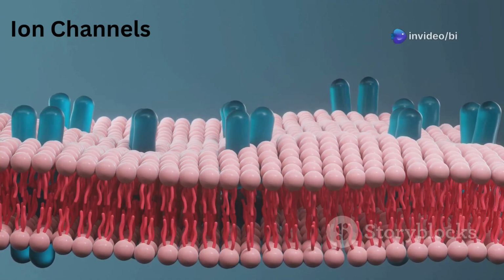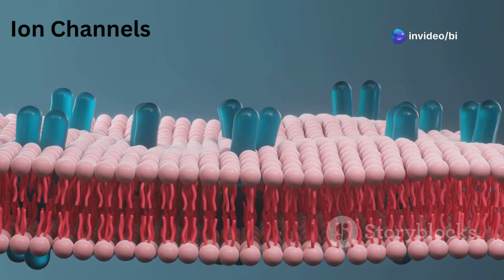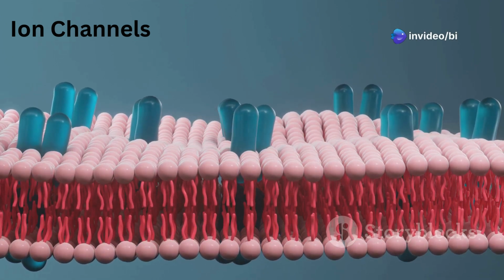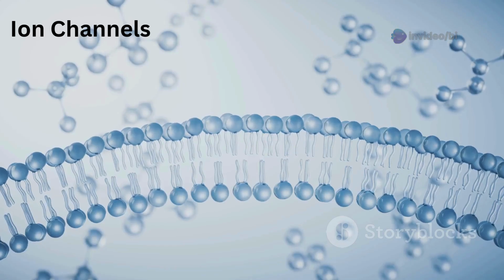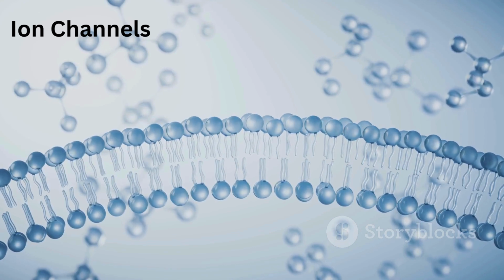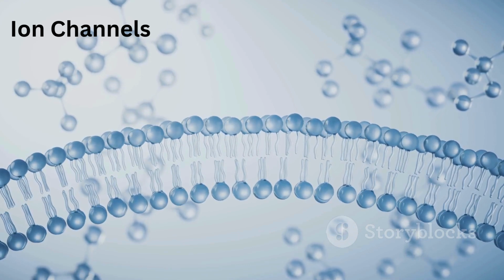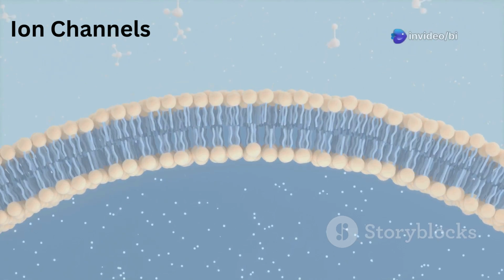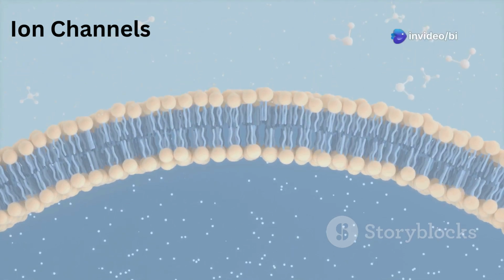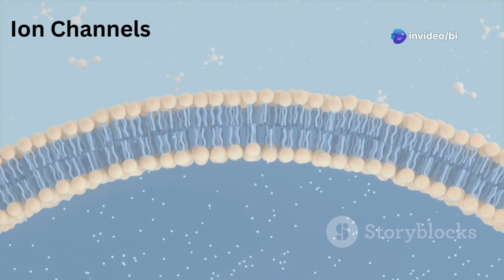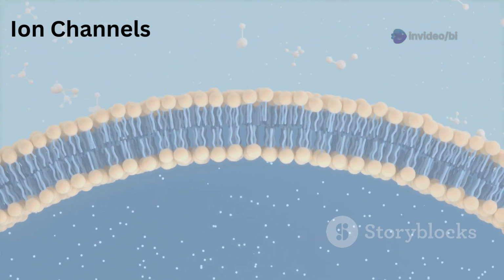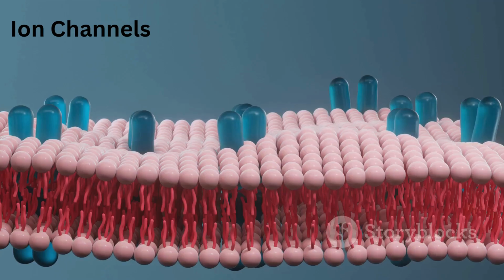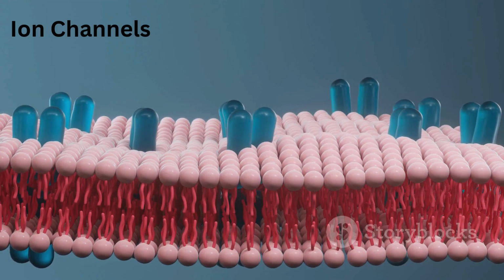Ion channels are a specific type of integral membrane protein that form pores or channels across the lipid bilayer. These channels are highly selective for specific inorganic ions such as sodium, potassium, calcium, and chloride, allowing them to pass through the membrane down their electrochemical gradient, which is a combination of concentration gradient and electrical potential difference. Here's a closer look at ion channels.